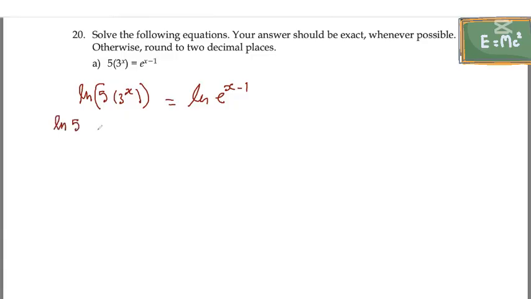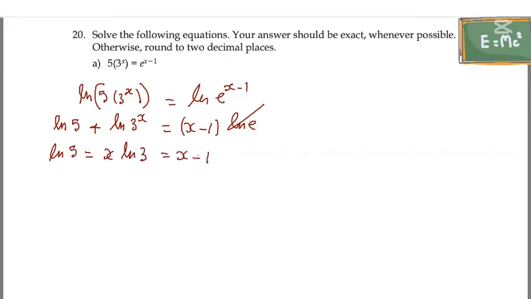you have to expand them and you change them to addition. So you go ln 5 plus ln 3 to the x equals, I'm just going to bring the x minus 1 to the bottom here, and we have ln e. As we said, ln e is 1, so we cancel that. Now we have ln 5 plus x ln 3 equals x minus 1. The other one, I brought the x's all to one side. Maybe I'll still do that even with this one. So I'm going to bring the x ln 3 to this side, and I'm going to bring the minus 1 to this side.